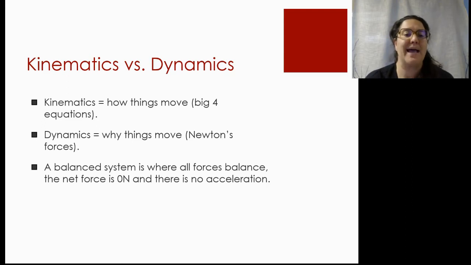Kinematics is how things move, while dynamics is why things move, and these are Newton's forces. In a balanced system where all the forces equal zero, there's not going to be any acceleration. So we're going to be looking at constant motion.